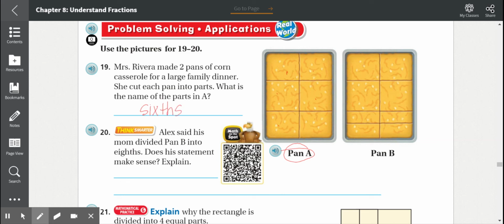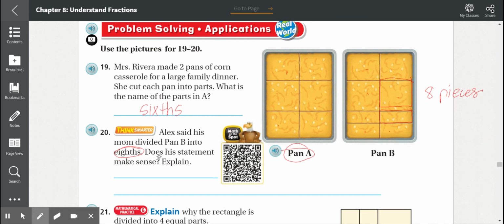Okay, number 20. Alex said his mom divided pan B into eighths. Does the statement make sense? Explain. So let's count the pieces. There's 1, 2, 3, 4, 5, 6, 7, 8. Okay, there are 8 pieces here, but can we call these eighths? And the reason is no, we cannot, because if we're saying eighths, that means it's 8 equal pieces, and these are not equal. Whoever's going to get this piece is way bigger than whoever gets this piece.